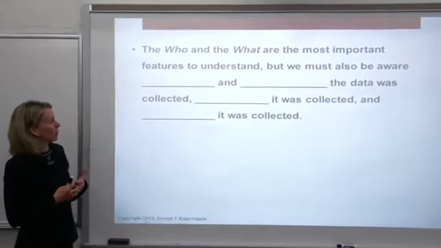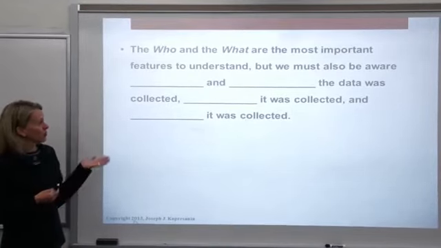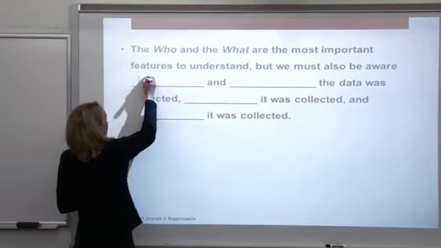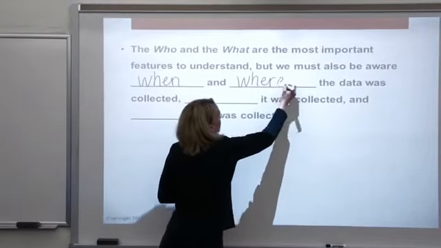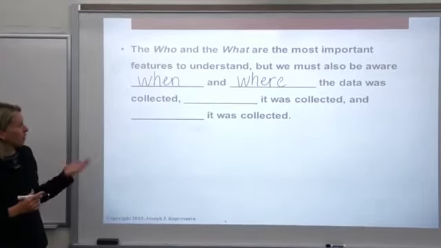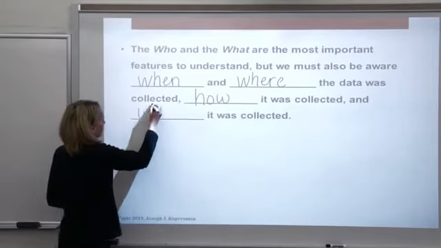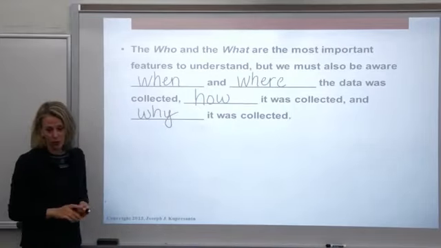Last time you recall we talked about the who and the what being the most important features to understand about a data set. The who are the things that you're collecting data on, the what are the variables, but it's also important to be aware of when and where the data were collected, as well as how it was collected and why it was collected. So with any problem, you should be able to identify all 6 of those.